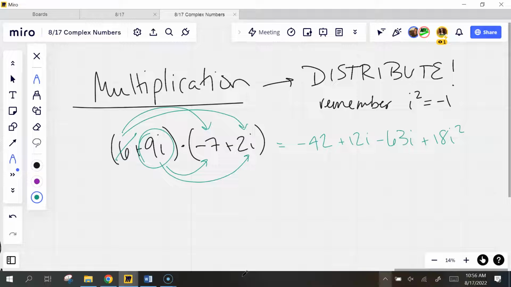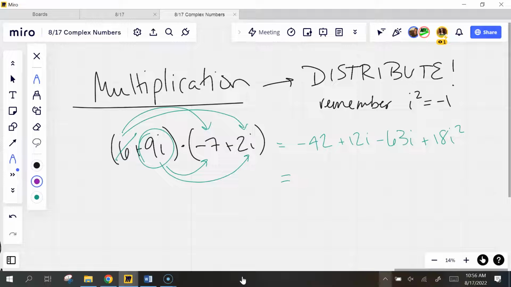When we get here, clean it up. Combine your like terms. Drop your i squareds. Make it nice and neat. You should just have a complex number when you finish. You might have a real number. You might have an imaginary number. But you shouldn't have all of this.